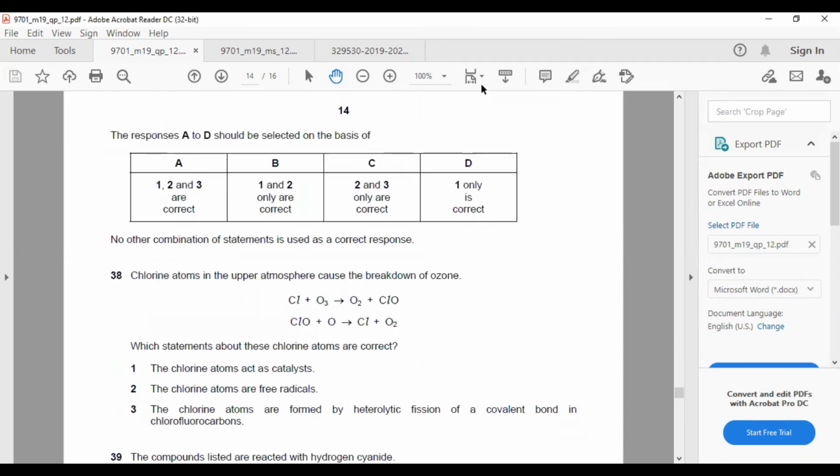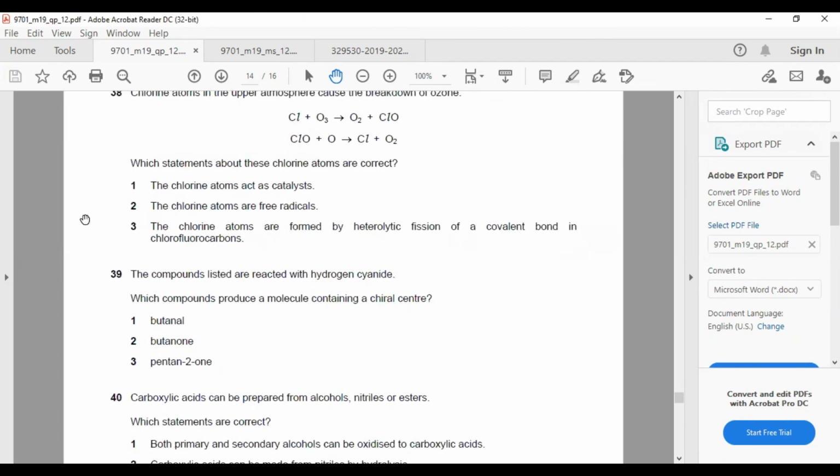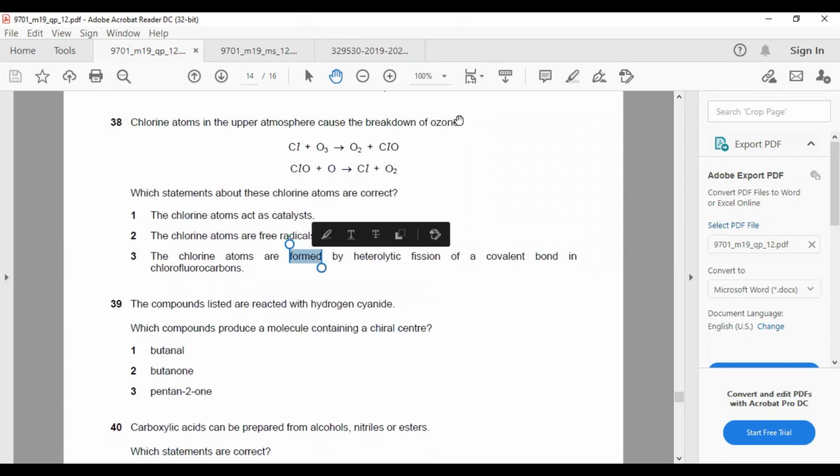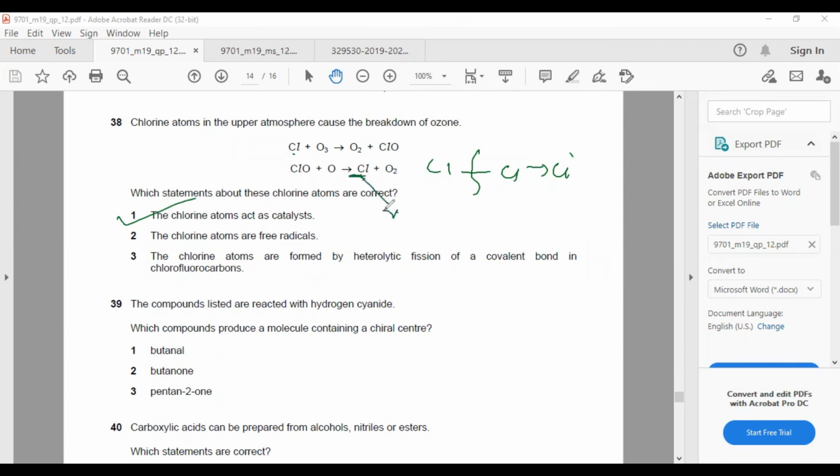Only one correct. 38. Chlorine, this is also free radical substitution. Chlorine undergoes homolytic fission in UV light. Chlorine atoms are in these two reactions. If chlorine is regained in the second step, we can say it is a catalyst. A catalyst is regained at the end of the reaction, because you get it again after the reaction.